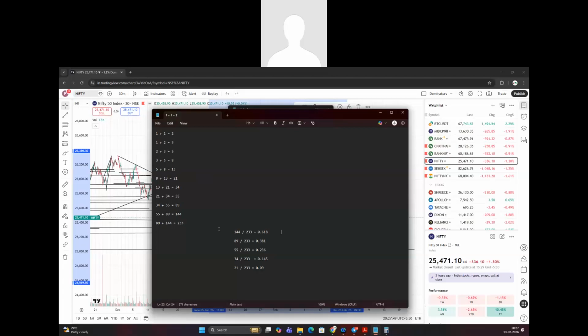Yes. Now we are ending up with these particular numbers: 2, 3, 5, 8, 13, 21, 34, 55, 89, 144, 233. So these are Fibonacci numbers. The main secret here is that 144 divided by 233 is what? 0.618. Now 89 divided by 144 is what?